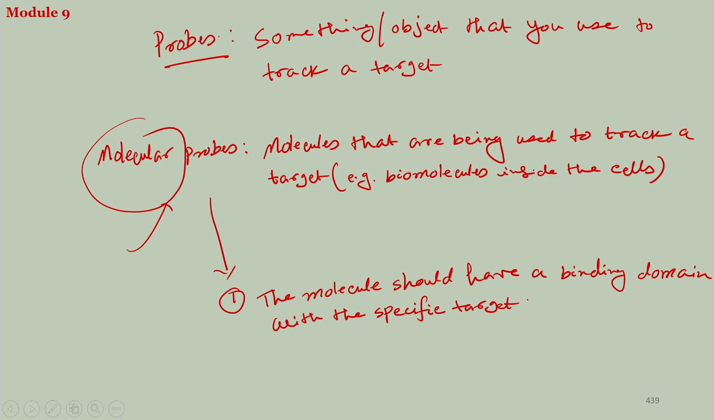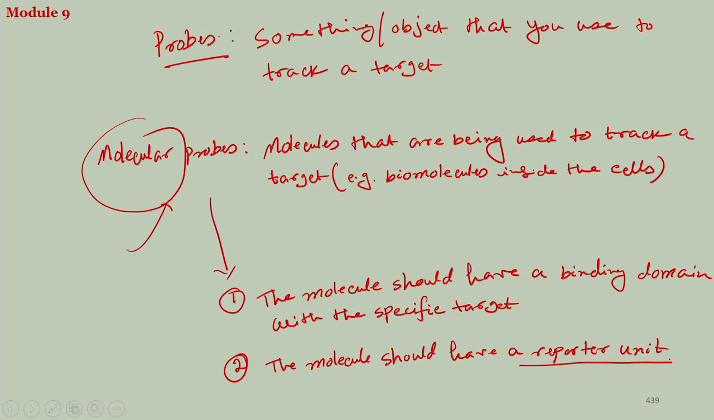That is number one. Number two, the molecule should have a reporter unit. Reporter unit means something that will tell you that I have reached there and this is what is happening. Whatever is happening, you should be able to see it. For example, we use fluorescence molecules and other things. Radioactive labeling that you use in organic chemistry is also a reporter unit, because you can track it, you can see where it is going.